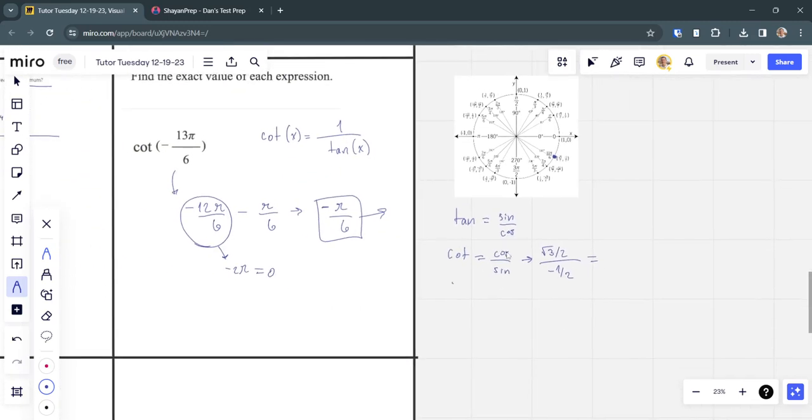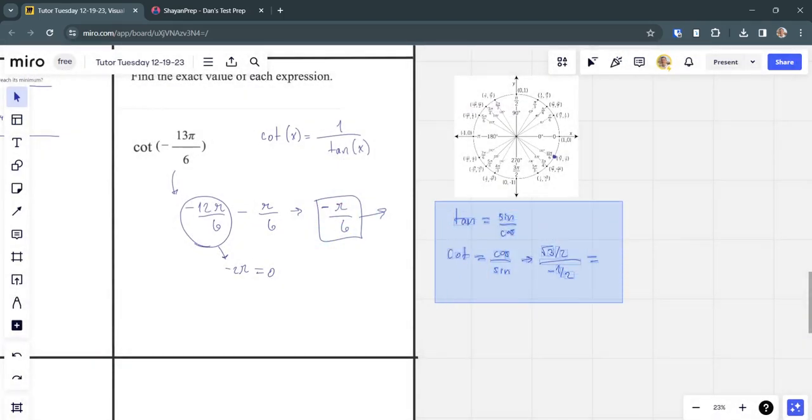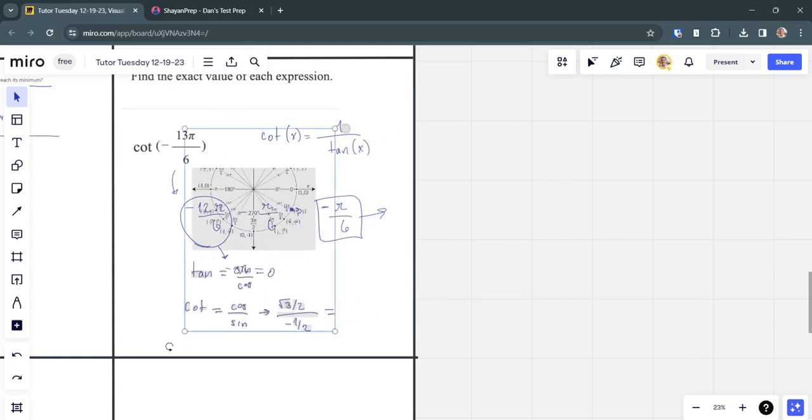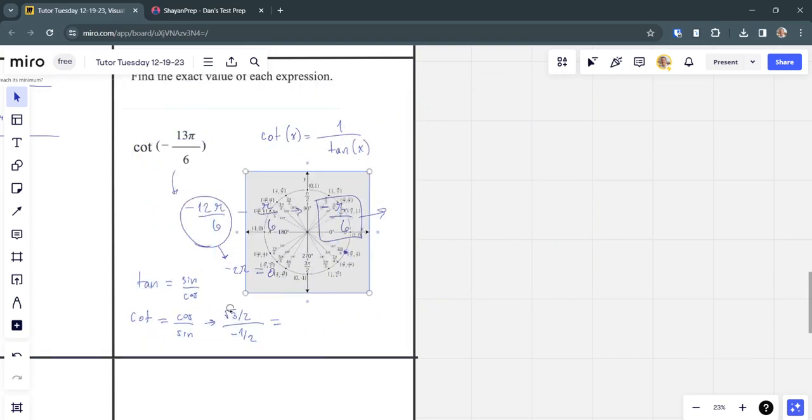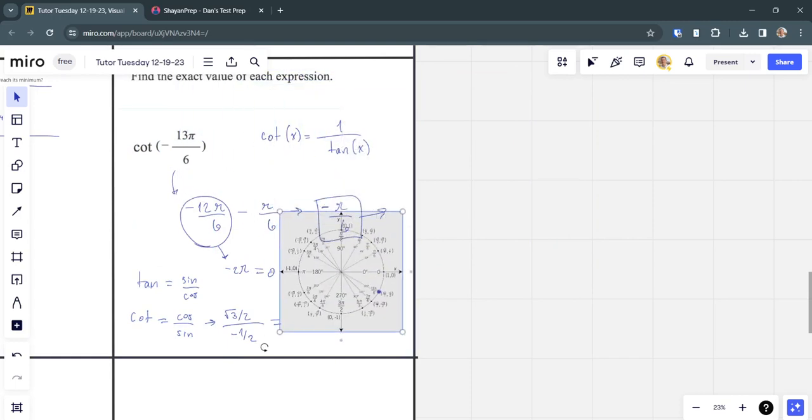Maybe I should move this back into here, and also put the unit circle somewhere.